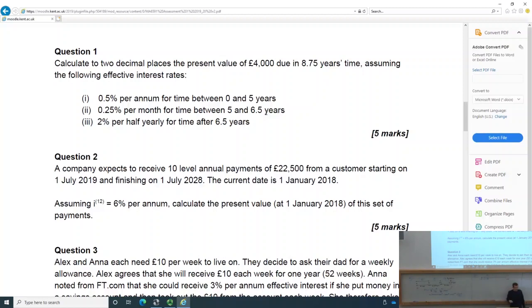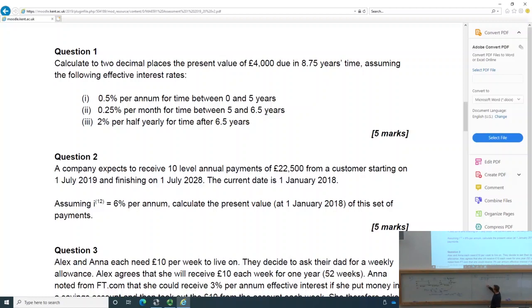Do it on your fingers, or we do 28 minus 19 plus 1. That's 10. So we've got 10 annual payments. Okay, right. So what are we going to be careful of here? First of all, we know we need to do an annuity, so we'll work out the annuity to here.